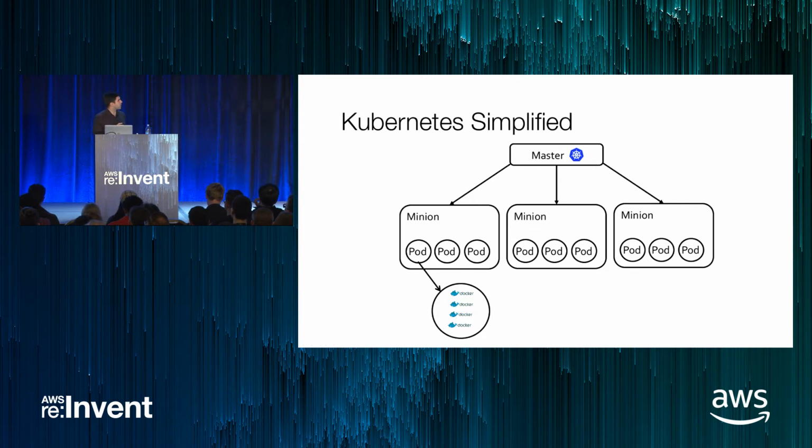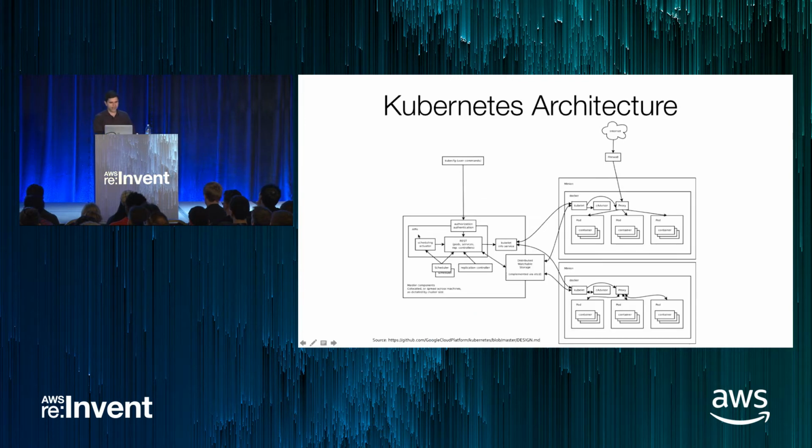Because if you think about it, what if the master goes down? Who's going to fix that? What if one of the minions goes down? Who's going to fix that? This is very, very simplified. The true diagram for Kubernetes looks more like this. And here, in the middle, there's some distributed storage that is replicated across many machines in case Kubernetes needs to redo some work that has been lost.